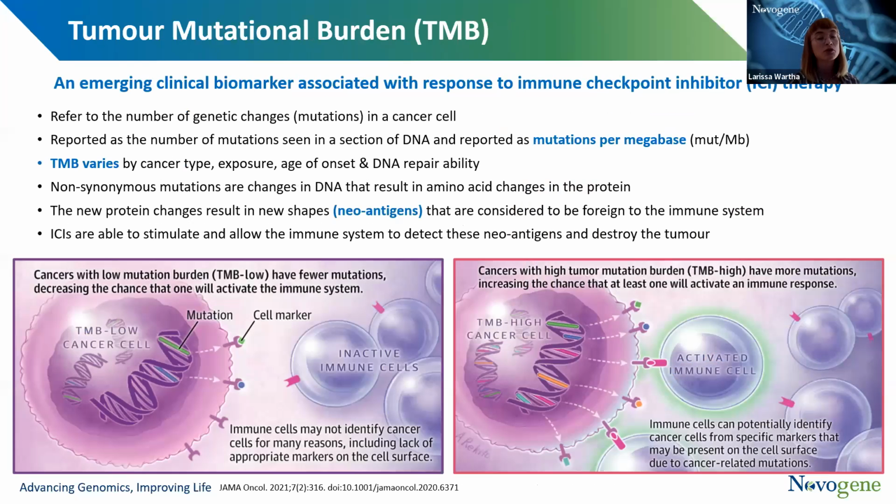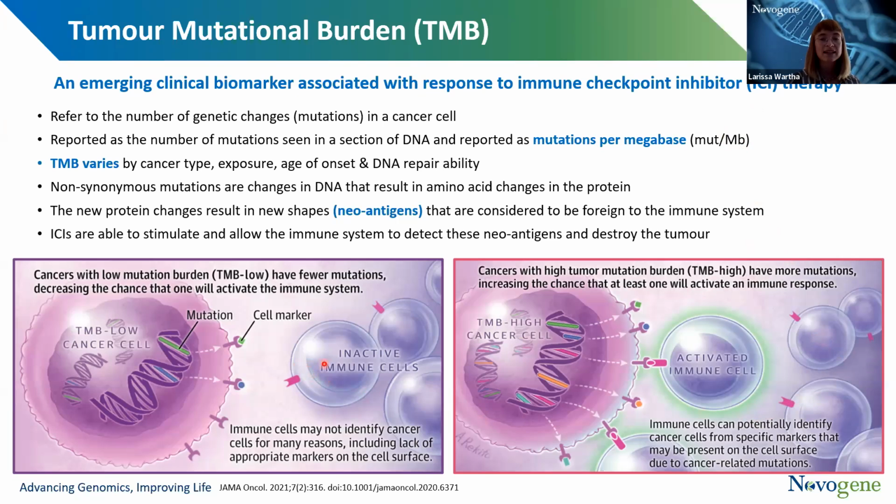Another way of looking at mutation is through TMB, tumor mutational burden, which is a clinical biomarker. So what is TMB? It refers to the number of genetic changes in a cancer cell and is reported as the number of mutations seen in a section of DNA, reported as mutations per megabase. TMB varies by cancer type, exposure, age of onset, and DNA repairability. Non-synonymous mutations result in amino acid changes in the protein, which result in new shapes, known as new antigens. These are considered to be foreign to the immune system. Therefore, immune checkpoint inhibitors, also known as ICIs, are able to stimulate and allow the immune system to detect these new antigens and destroy the tumor.